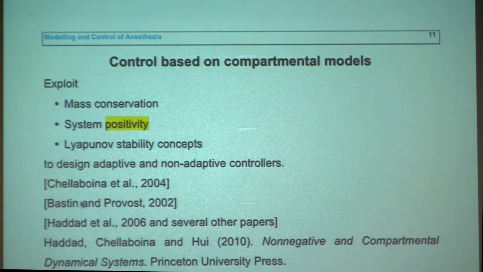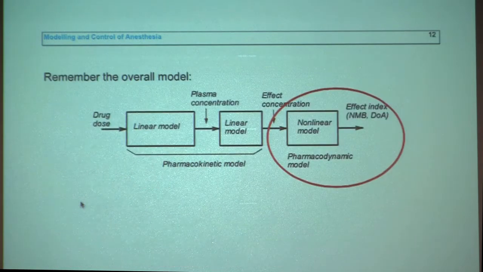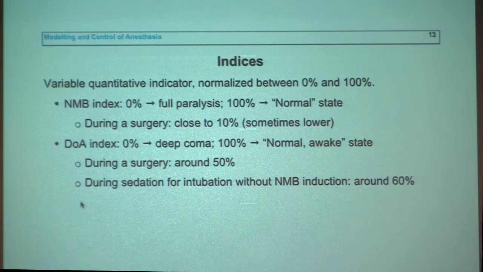So I'm not assuming that the pharmacokinetic model is a mass conservation model or ensures positivity, but it's just a linear model, and you are relating signals. Okay, you lose some things, but you win in flexibility. Now let's speak a little bit about the nonlinear model that relates the drug concentration in the effect compartment with the effect. I'm going to speak first about NMB and then about depth of anesthesia.